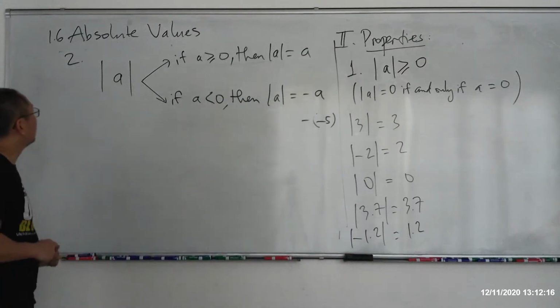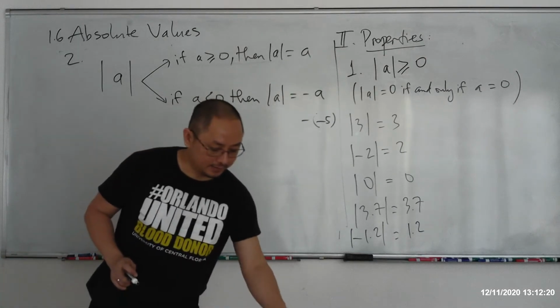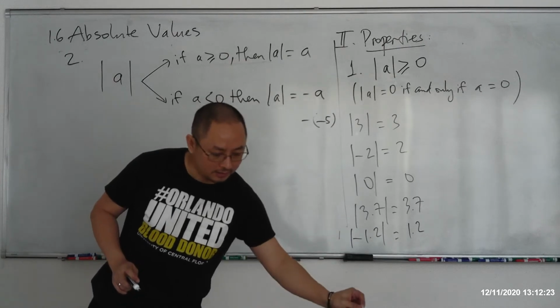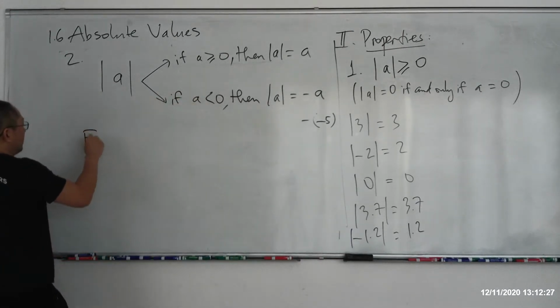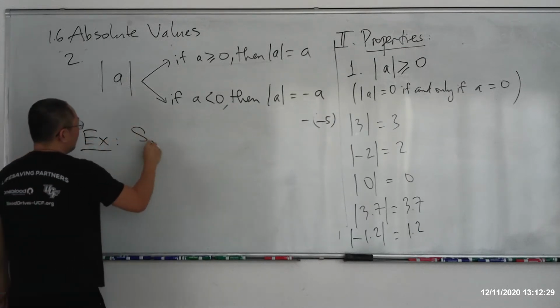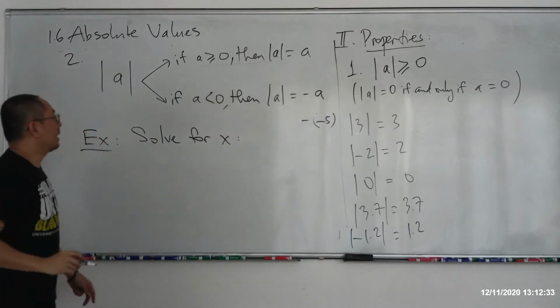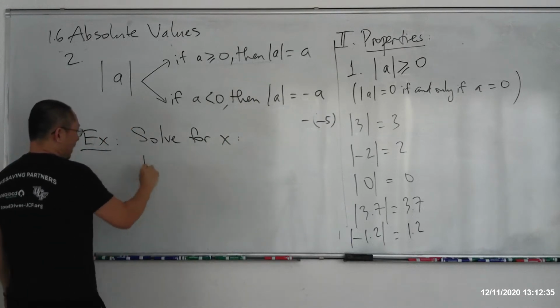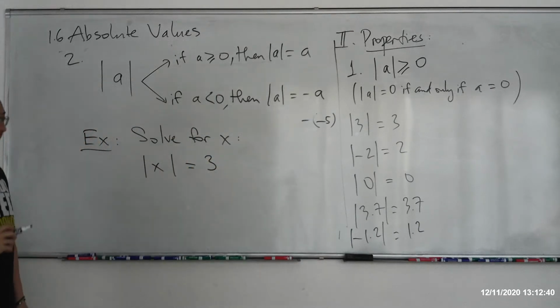Okay. Example. You're solving for absolute value, right? Example for solving an equation. Solve for x. This is what I got: the absolute value of x is equal to 3. What could x be? Many people say right away, oh, x equal to 3.